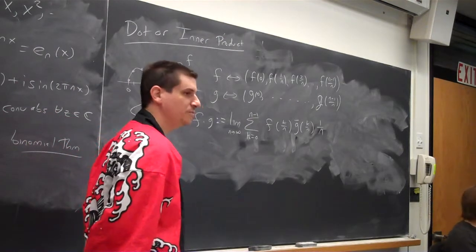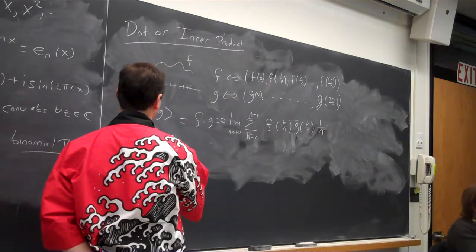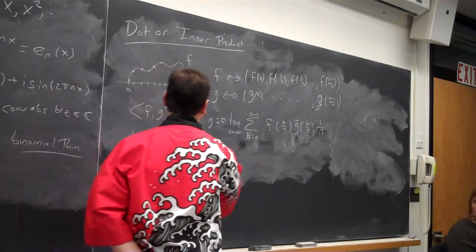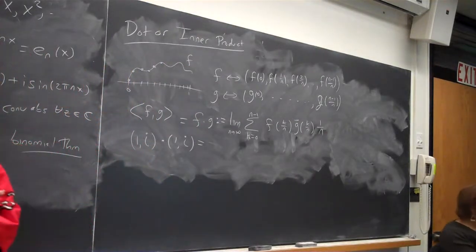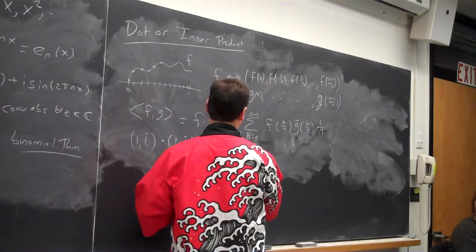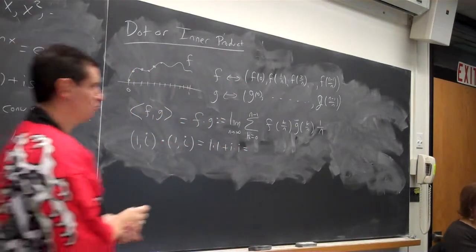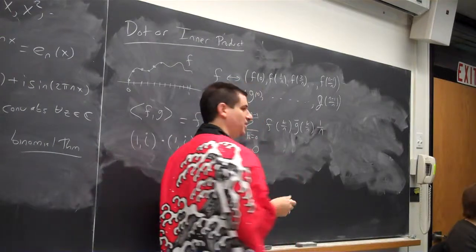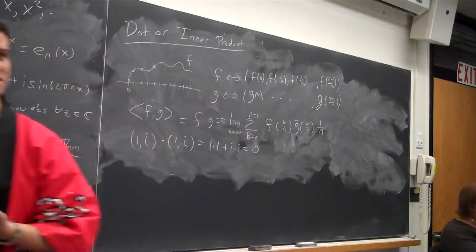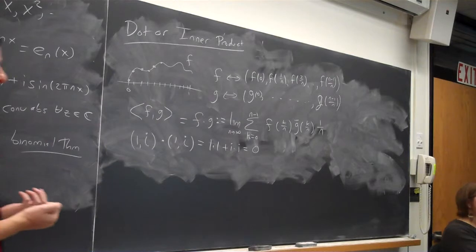So the question is, why do we put the absolute value of g? Well, let's take the vector 1, i, and let's take its dot product with itself. What can you tell me about the dot product of a vector with itself? It's the length of the vector. So if I do this, I get 1 times 1 plus i times i. So what's 1 times 1 plus i times i? 0. Great. We've just found a non-zero vector whose length is 0. Right, something is wrong. This is not the right notation, not the right definition for the length of a vector.